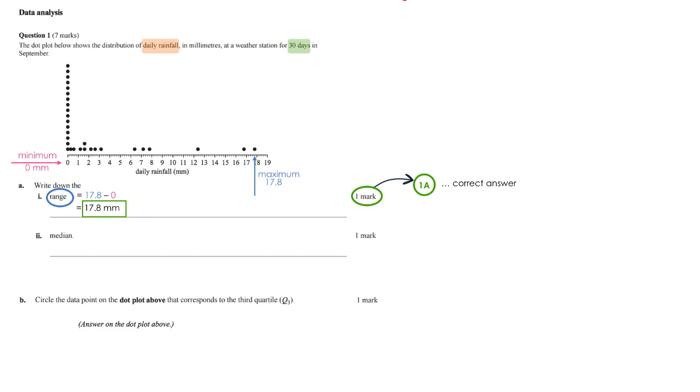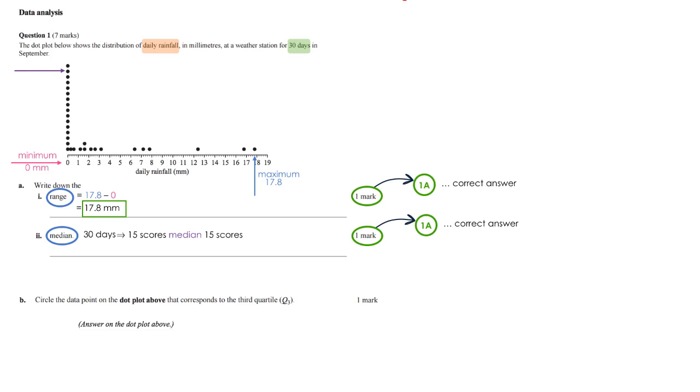In part 2I, we are asked to write down the median of this distribution. This question is also worth 1 mark, which is going to be an answer mark for the correct answer. Recall the fact that the median is the score in the middle. So if we have 30 days, there are 15 scores before the median and 15 scores after the median.